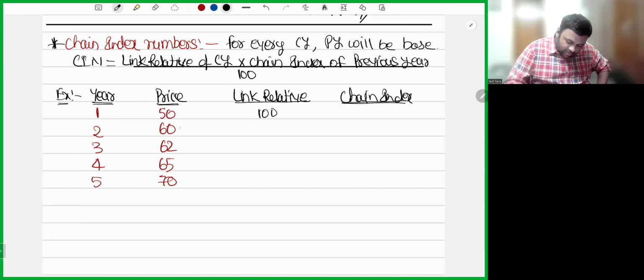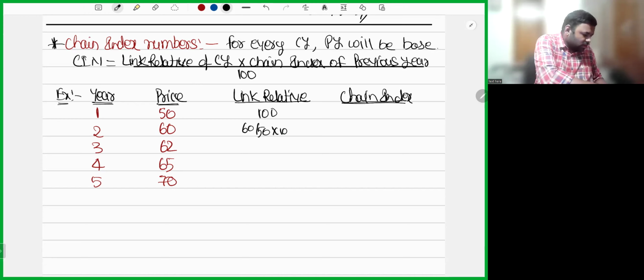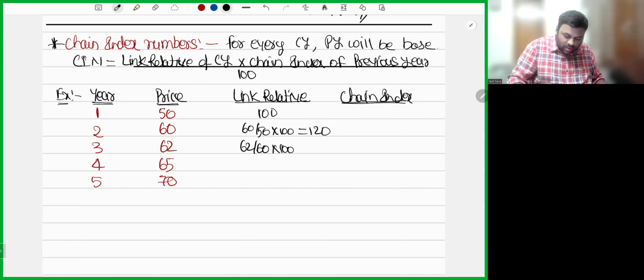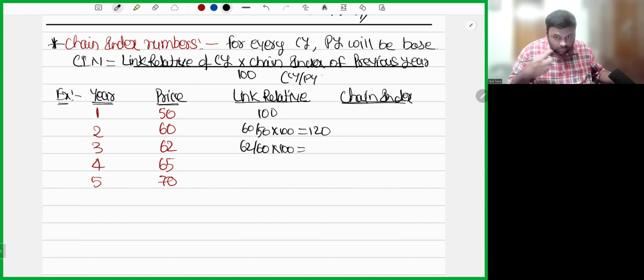So what about link relative here? 60 by 50 into 100, that is 120. Then 62 by 60 into 100. Link relative is current year by previous year, because for every year, the previous year is the base year.